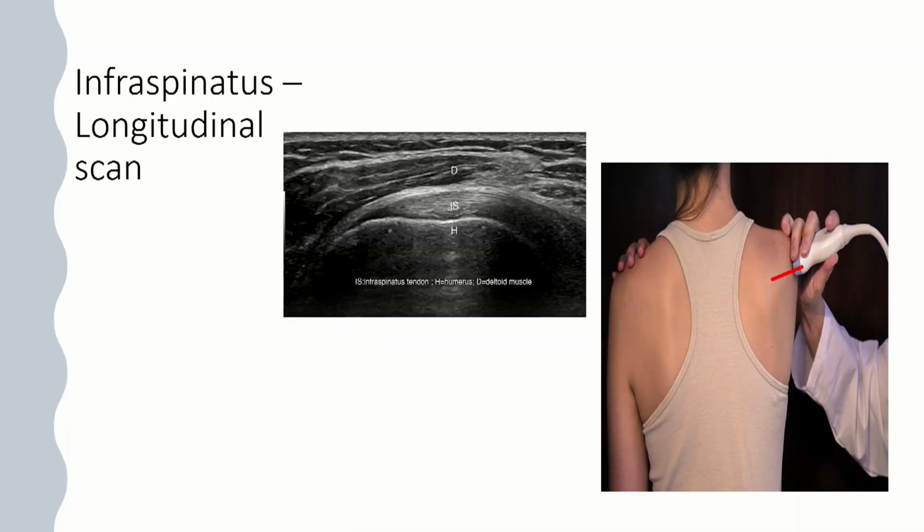So this is what we look at. We try to localize the infraspinatus tendon, the head of the humerus, and above it the deltoid, because the deltoid is a big muscle, it covers all the tendons.